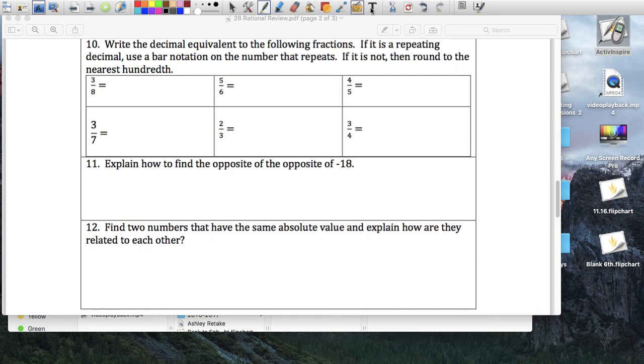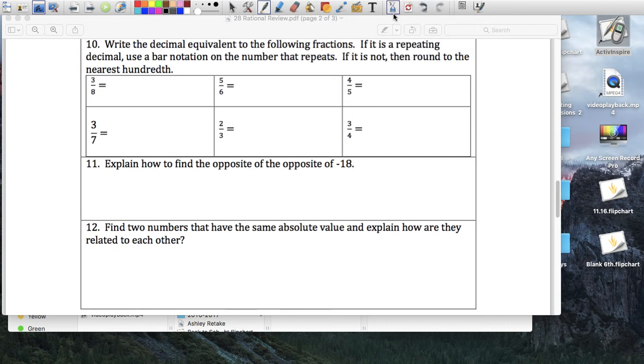Find two numbers that have the same absolute value and explain how they're related to each other. Well, let me pick the absolute value of 3. That's 3 units away from 0. The absolute value of -3 is also 3 units away from 0. Okay, so they both are equally distant from 0. And how are they related? Well, they are opposites of each other. Okay, and we talked about that in the previous question.